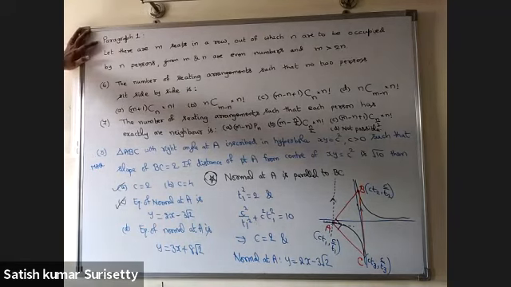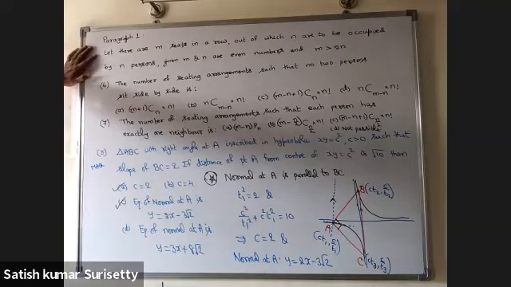So the next one is a paragraph. Let there be m seats in a row, out of which n are to be occupied by n persons, given m and n are even numbers. The number of arrangements such that no two persons sit side by side is: first option, n factorial; second option, m C n into n factorial; third option, m minus n plus 1 C n into n factorial; fourth option, n C m minus n into n factorial.